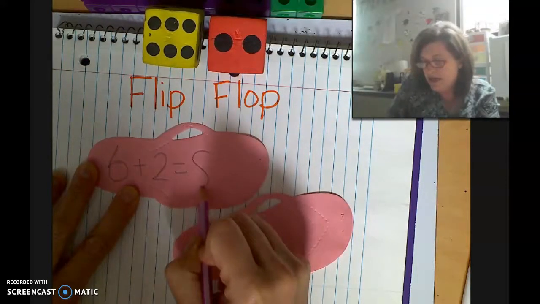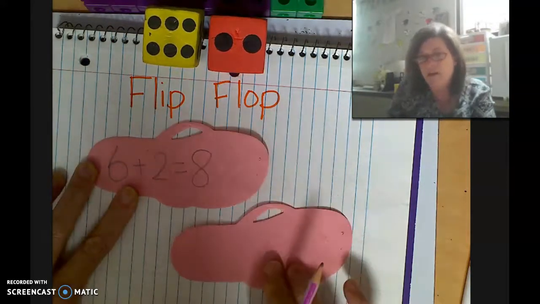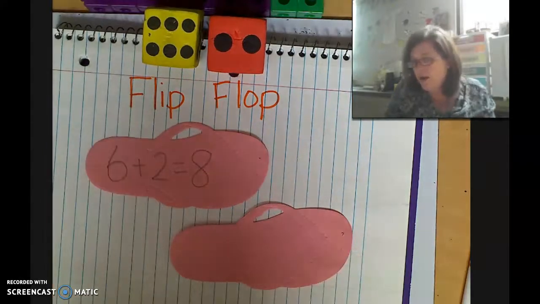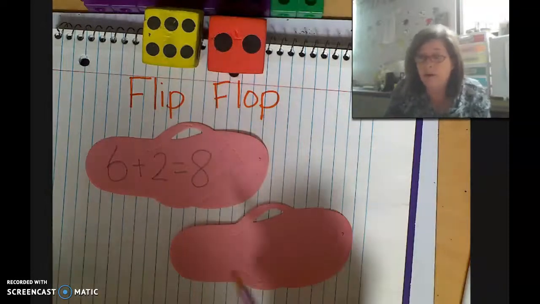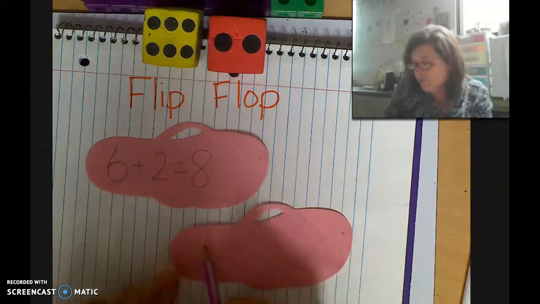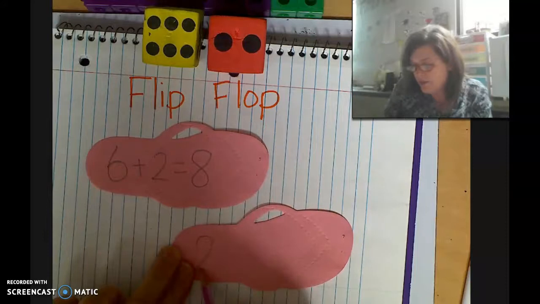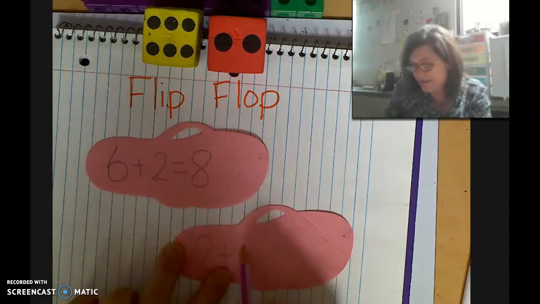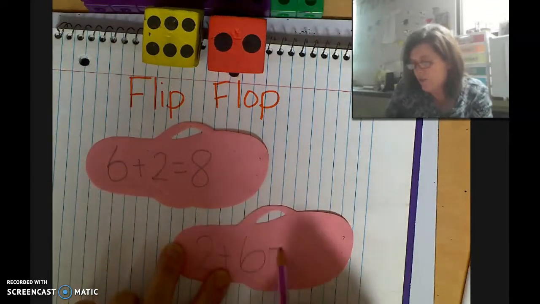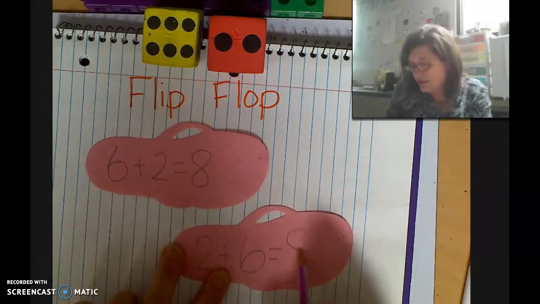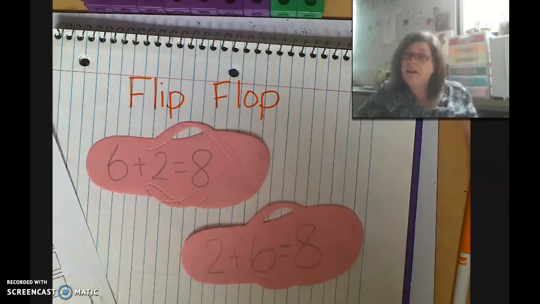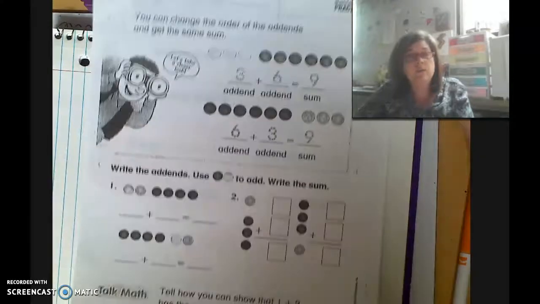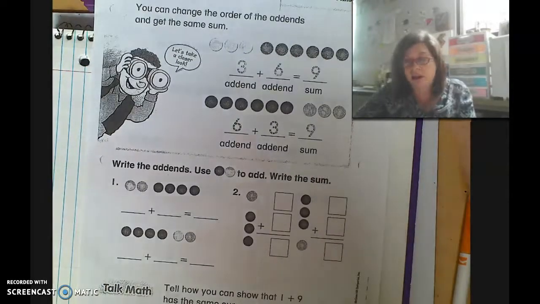Notice how I'm writing nice and big. On the other one, I want you to do the flip-flop of 6 plus 2, or whatever numbers you happen to roll. Mine would say 2 plus 6. That's going to remind us of what the flip-flop strategy is. We're flipping the add-ins, but okay, so that's our strategy for today. Now you can just practice using your worksheet to get even better at that strategy.